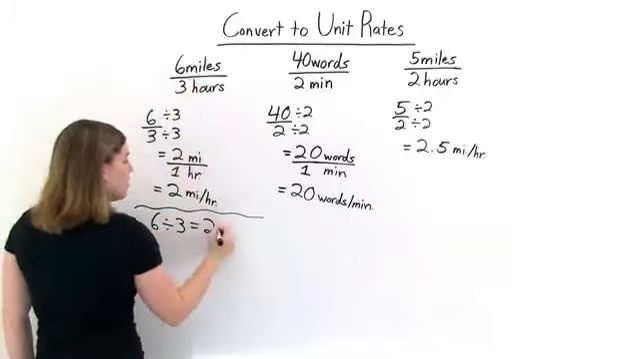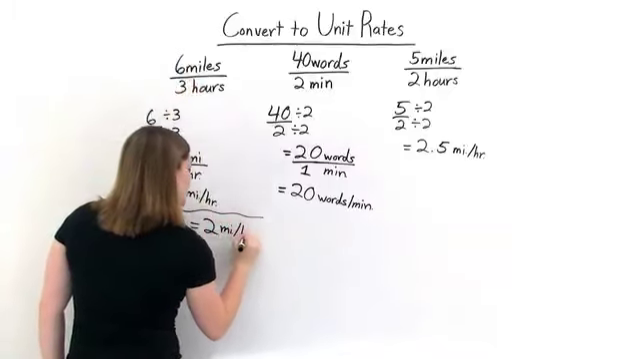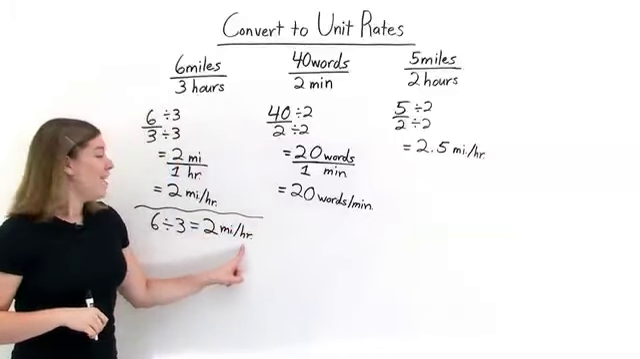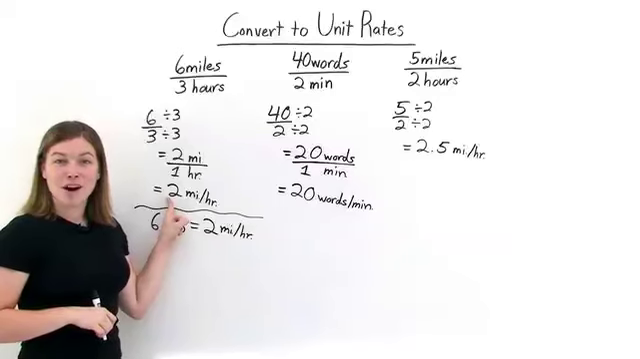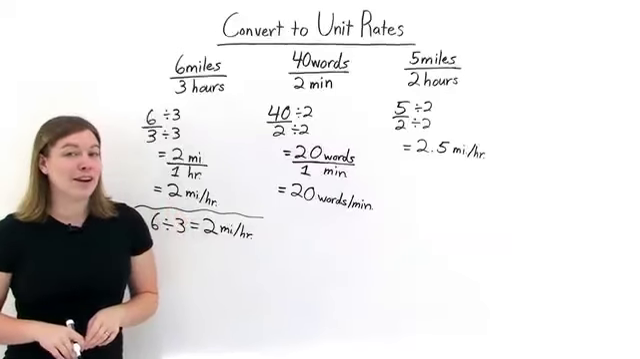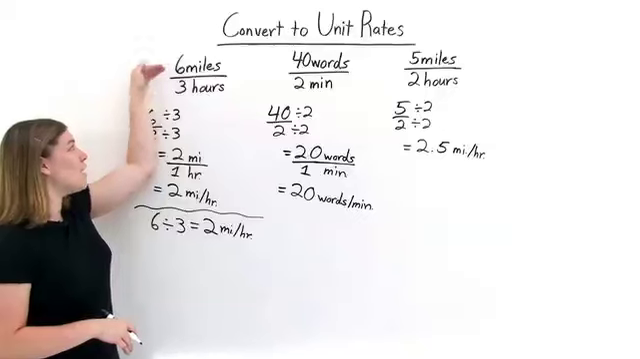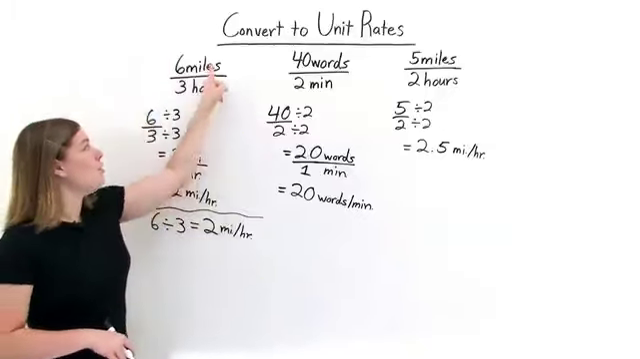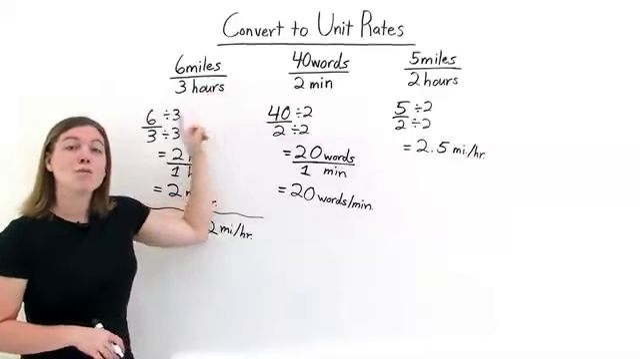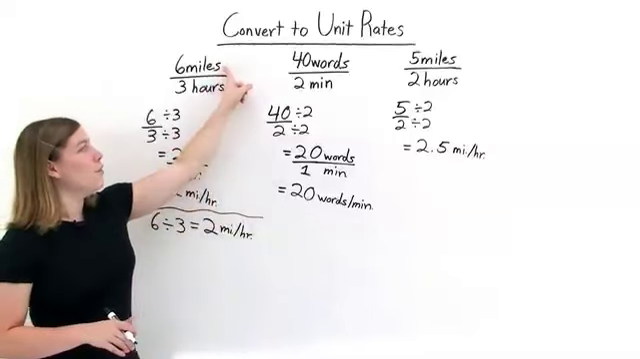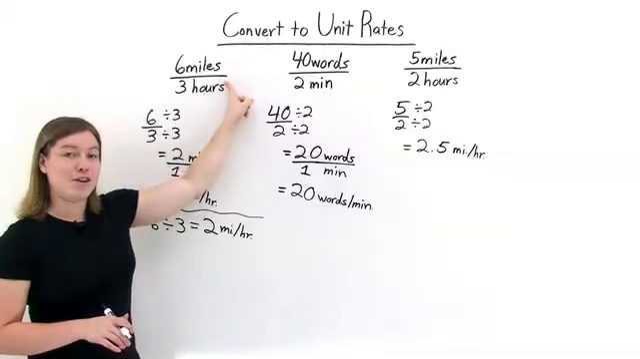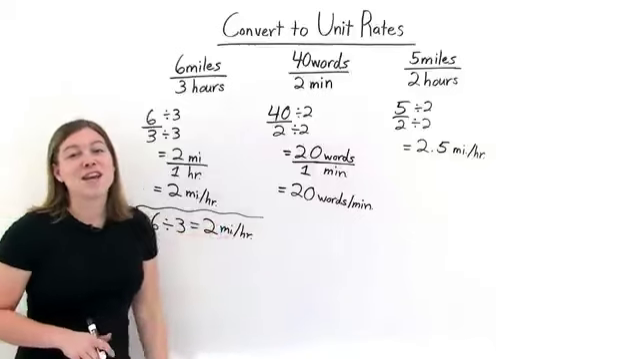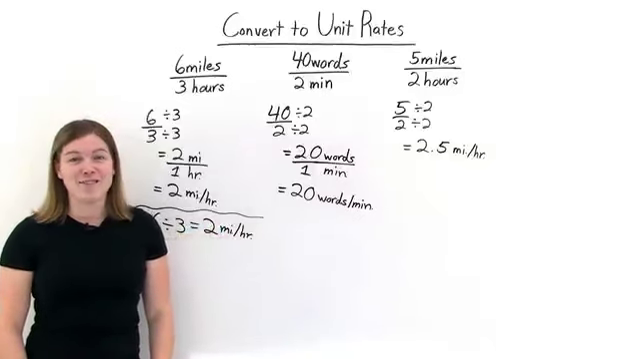Then write your units as a fraction, miles per hour. And we get 2 miles per hour, the same unit rate as we got before. So in order to use the shortcut, all you need to do is take the numerator divided by the denominator, write the answer down, then write your units as a fraction. Just remember to keep your units straight. The numerator unit and the denominator unit need to go numerator, denominator. So now we've taken each one of these rates and converted them into unit rates.